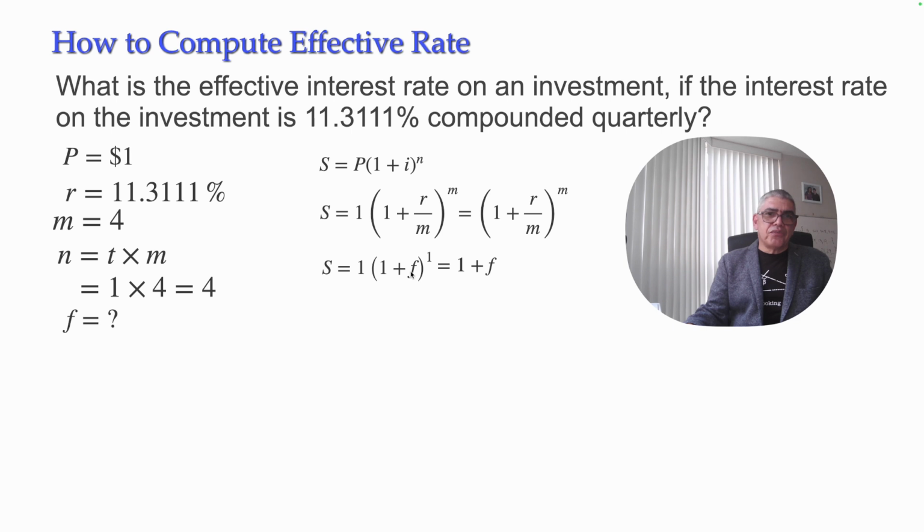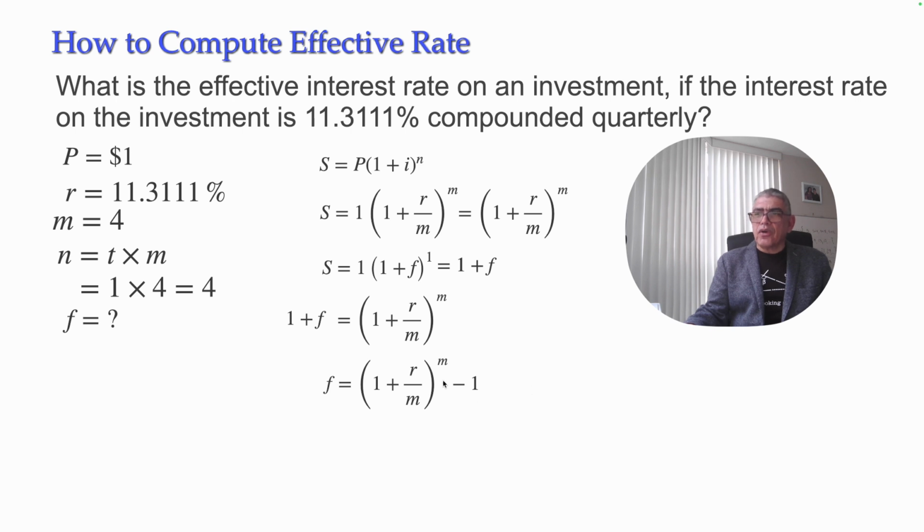But the effective rate of interest is a rate that is equivalent to this. So the future value of both will be the same. So we can say that these two final amounts are the same. So we can say that 1 + f is the same as (1 + r/m)^m, and we can solve for f. If we solve for it, we just move the 1 to the other side as negative. So we have that f equals this, and we have a formula to compute the effective rate of interest.